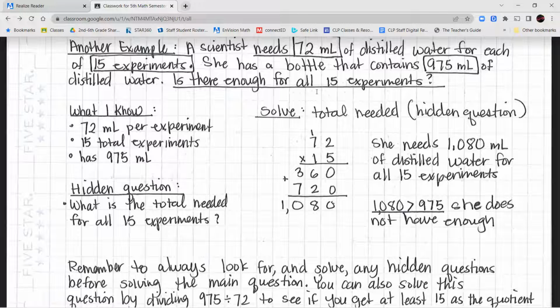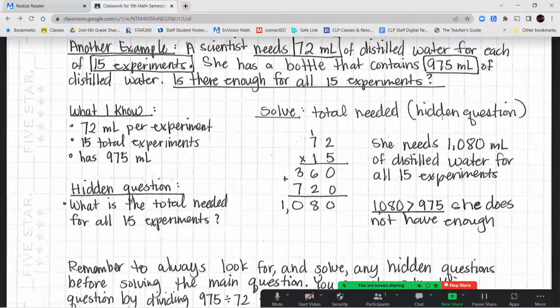So there's also a hidden question in here. Well, first we need to figure out what is the total that she needs for all 15 experiments so we can figure out if what she has is enough. So to find that, the answer to that hidden question, we're going to take the 72 milliliters that are needed times the 15 experiments that she needs to do. And when we multiplied those and added our partial products, we got 1,080 milliliters. So we know that she needs 1,080 milliliters of distilled water for all 15 of her experiments.